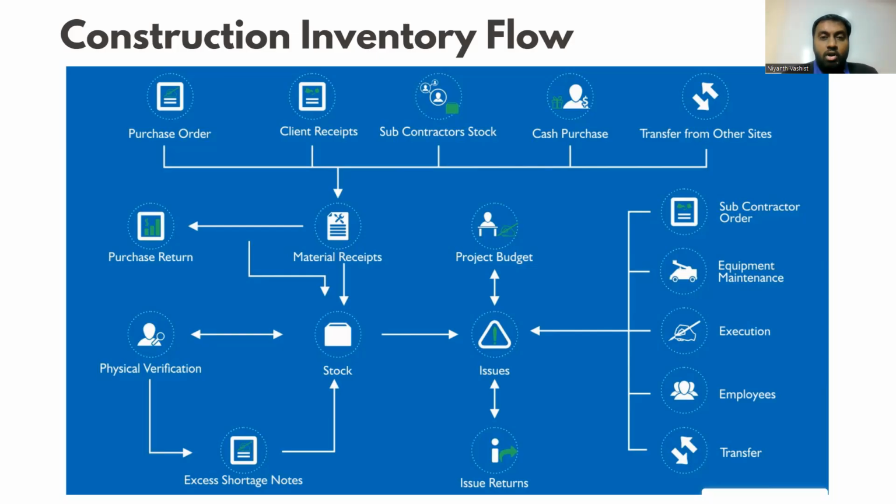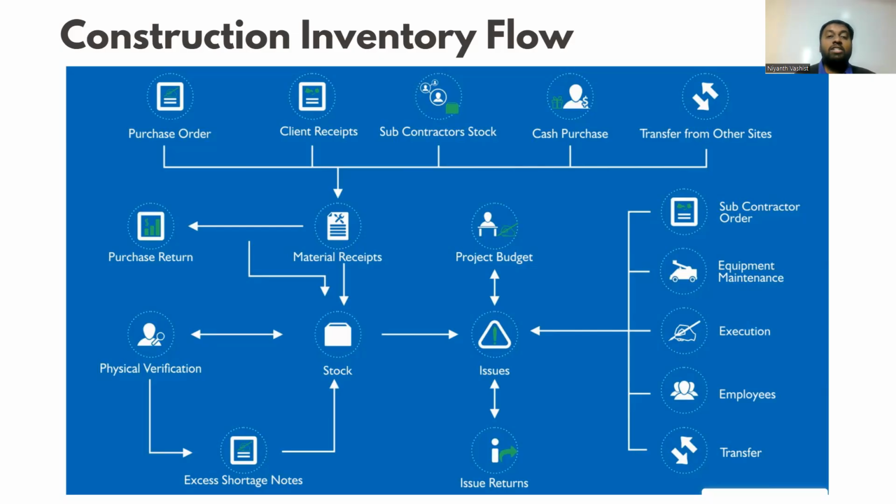One will be subcontractor order. The subcontractor sometimes will come and tell, sir, I require this much of material and you need to supply, if it is a supply labor contract with the subcontractor. So there are two types of contract. One is supply labor, one is back to back. If it is supply labor, contractor will be supplying the material. So hence the subcontractor order will be there to issue the materials to them.